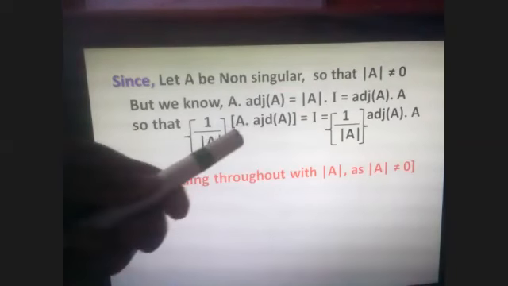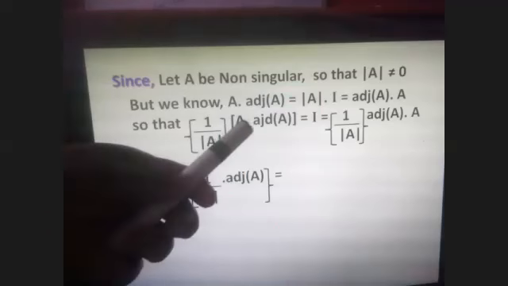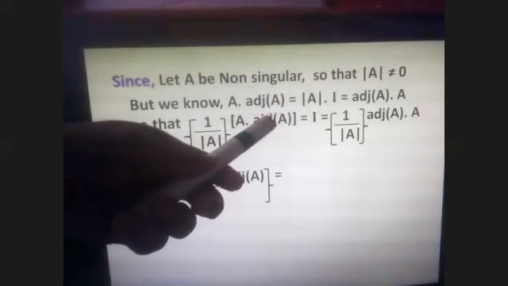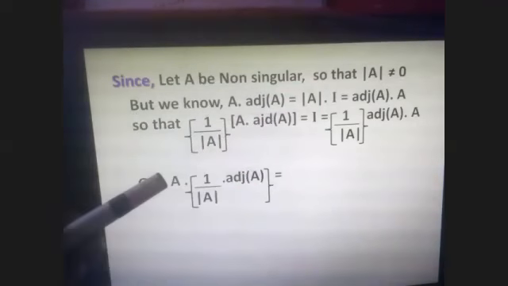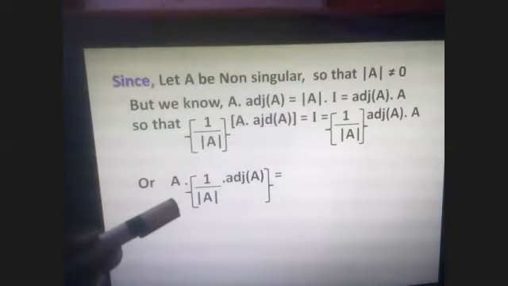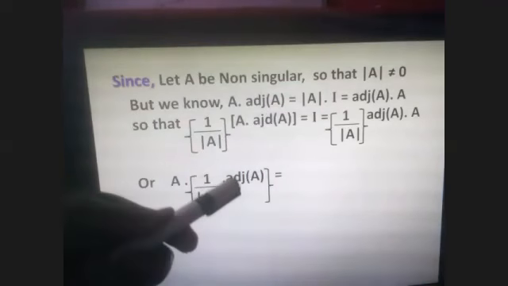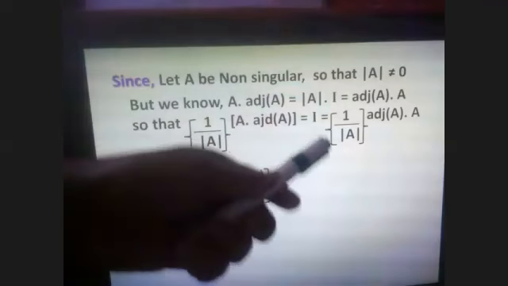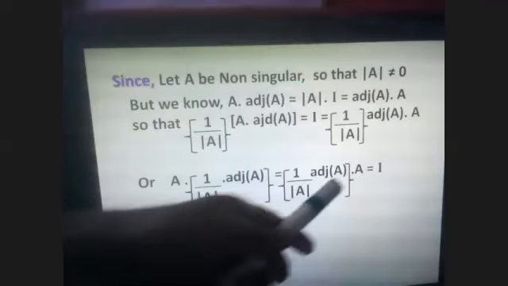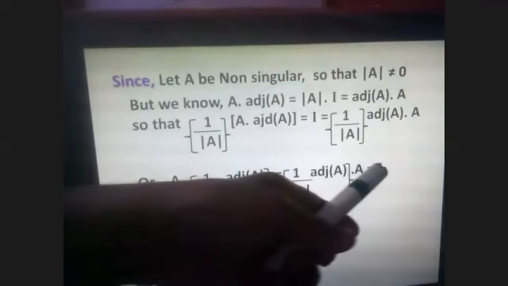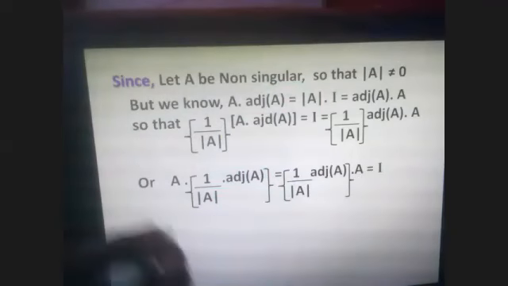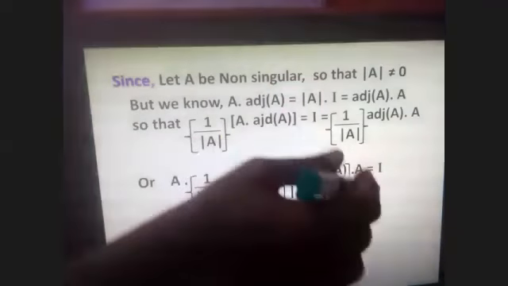Now this I am going to rewrite in a different way. 1 by determinant A is a constant. I am joining it with adjoint of A. So A into 1 by determinant A into adjoint of A equal to, taking this constant with this matrix, 1 by determinant A into adjoint of A into A, and that is I. Is it not of the form A into A inverse equal to A inverse into A equal to I?